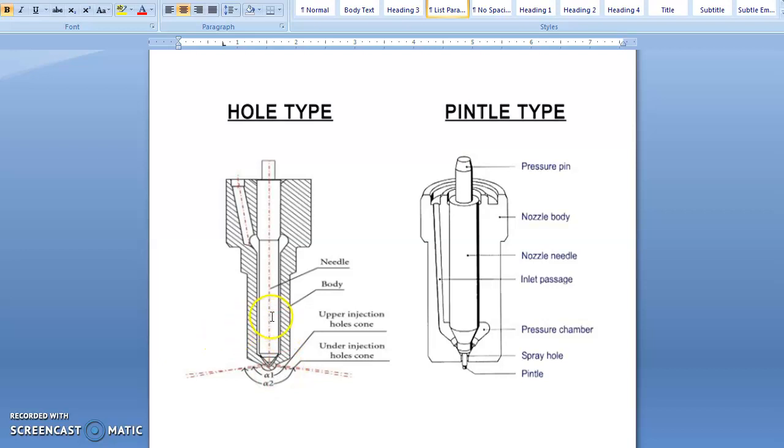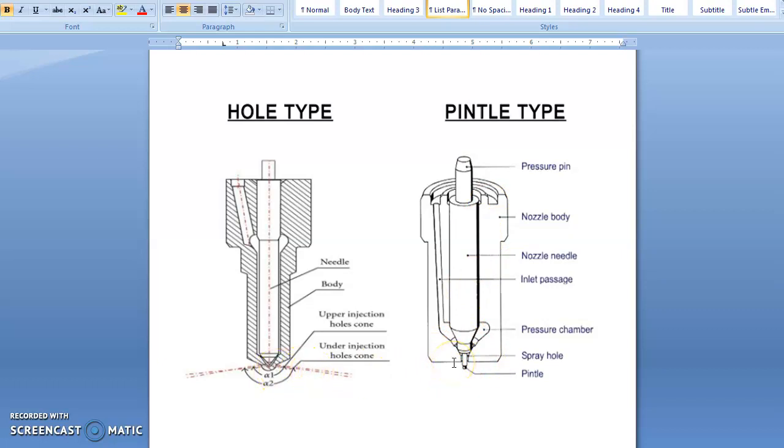Actually, here you can see in the diagram, it consists of a needle valve which is pressed on its seat in the nozzle by a plunger or spindle. A compression spring controls the pressure upon the plunger by which the needle valve opens. A nozzle is attached to the body of the injector by a cap nut. Here we have a cap nut in the outer cover.